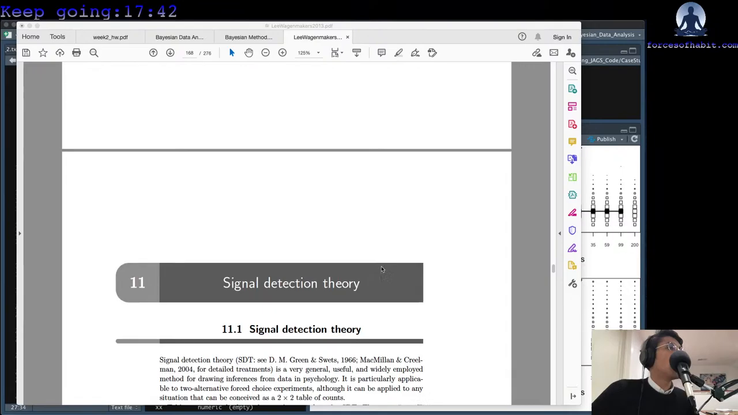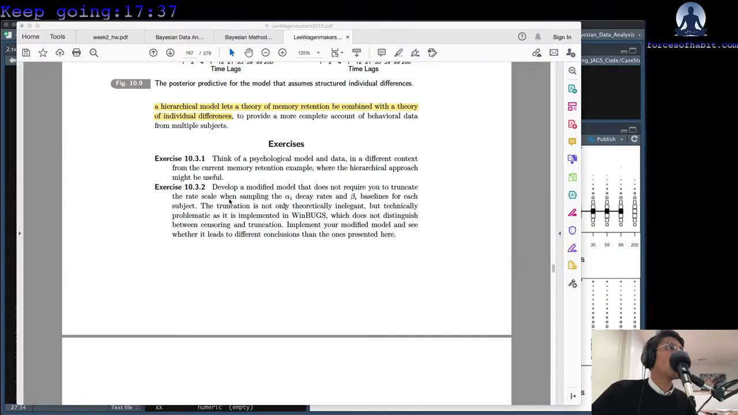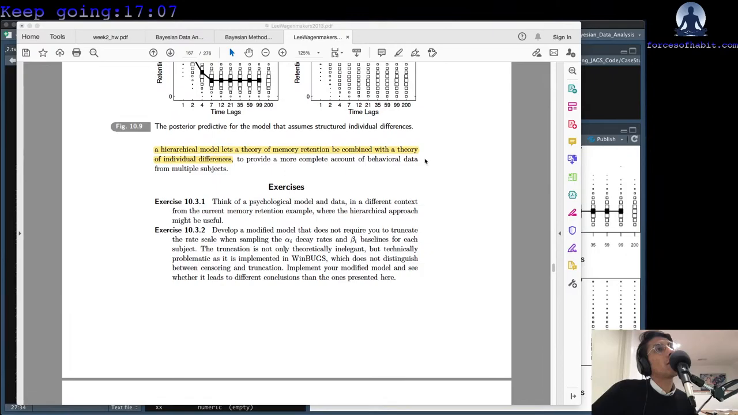Last question. Develop a modified model that does not require you to truncate the rate scale when sampling alpha decay rates. The truncation is not only theoretically inelegant, but technically problematic. So this can be considered censoring rather than truncation. So it wants me to change the model.